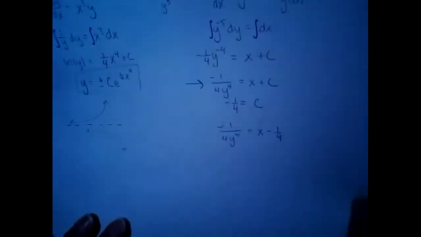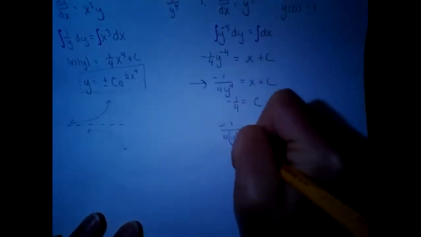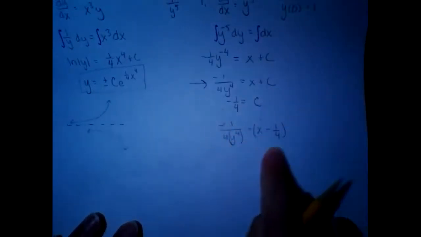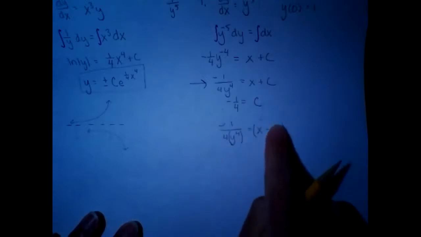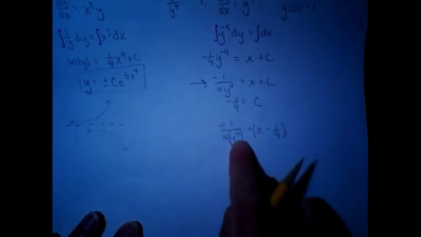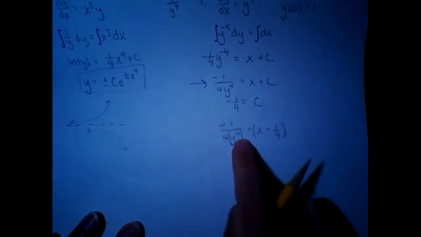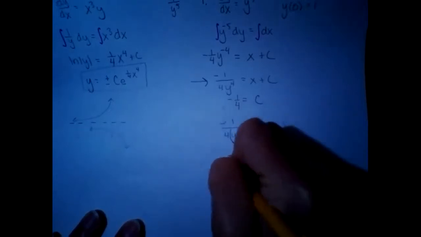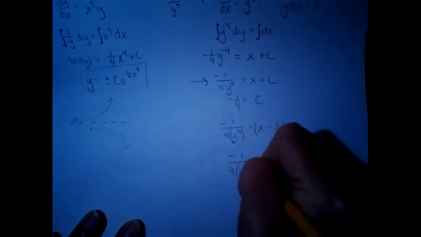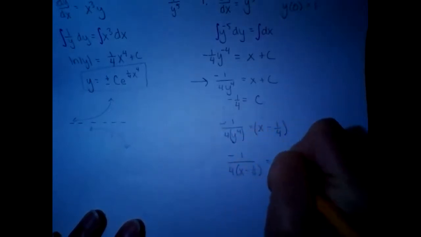And then your last step is to get y by itself. So here's what's going to happen because it's in the denominator. You're going to multiply over the y to the 4th and then divide over this x minus a 4th. These two items I put the parentheses around are essentially just going to switch places. So we multiplied over the y to the 4th and then divided over this quantity.